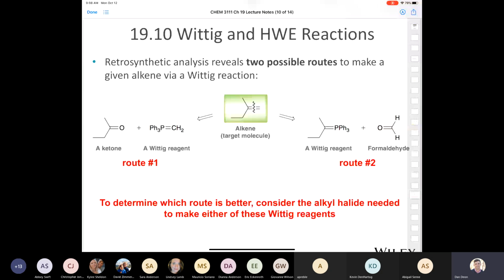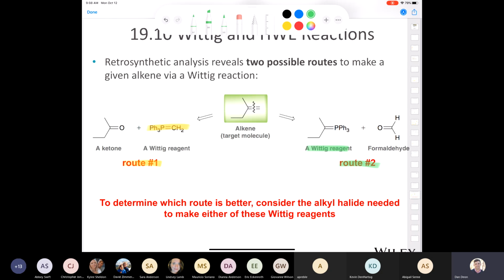Again, this is the part that I will probably ask you about on the next quiz, and this always gets asked on ACS finals. Retrosynthetic analysis of this alkene in the green box reveals that there's two possible routes to make this alkene doing a Wittig reaction. I could either use route number 1, which would use 2-butanone and this Wittig reagent, or I could do route number 2, which uses formaldehyde and this Wittig reagent.